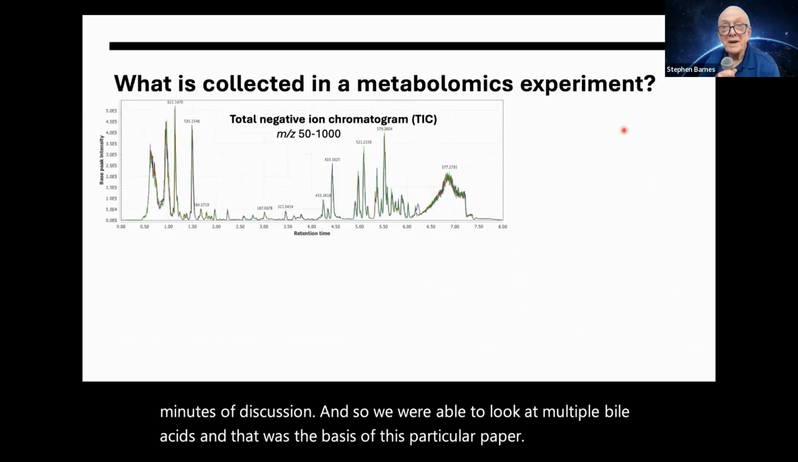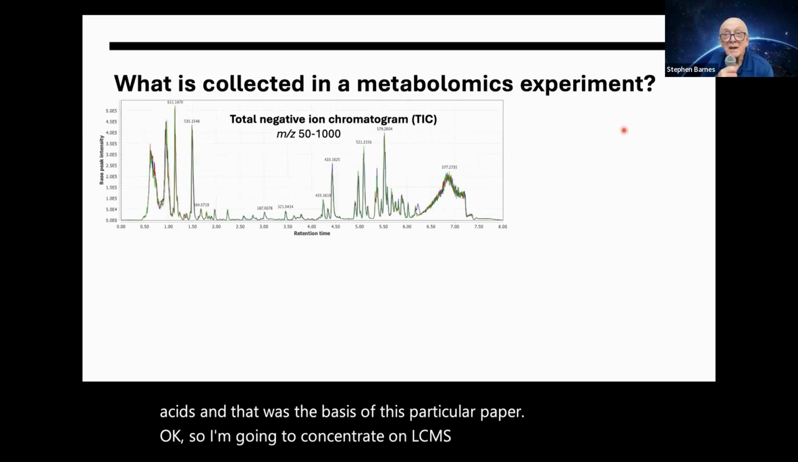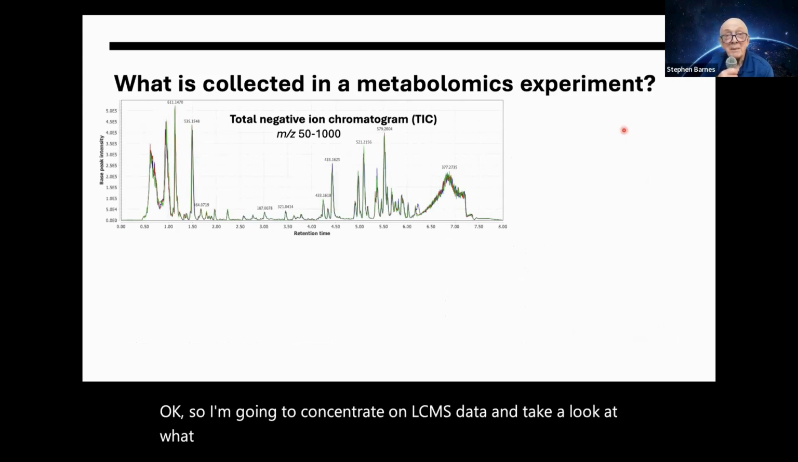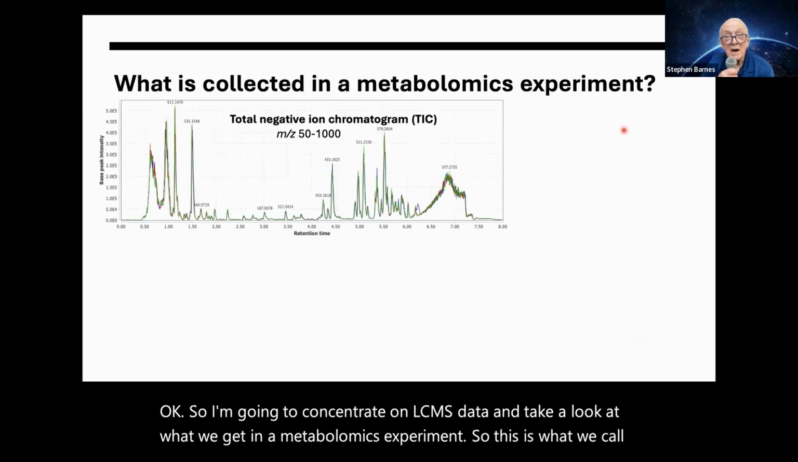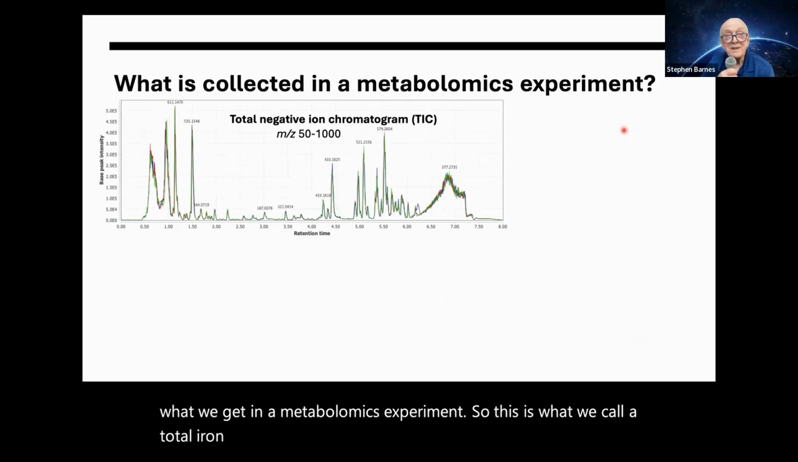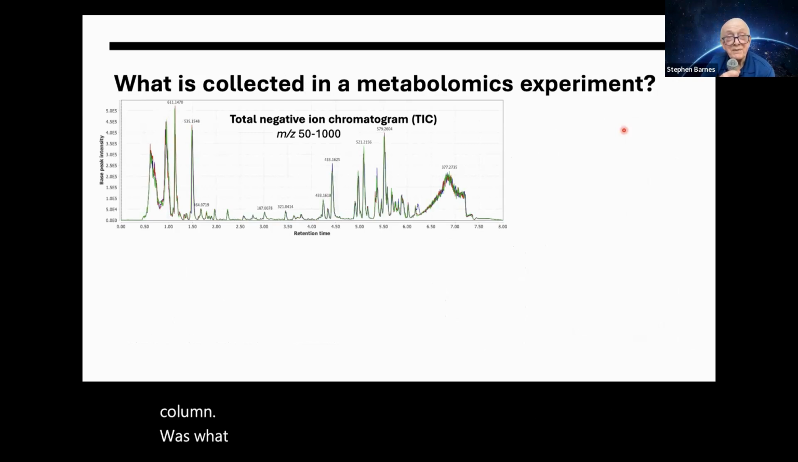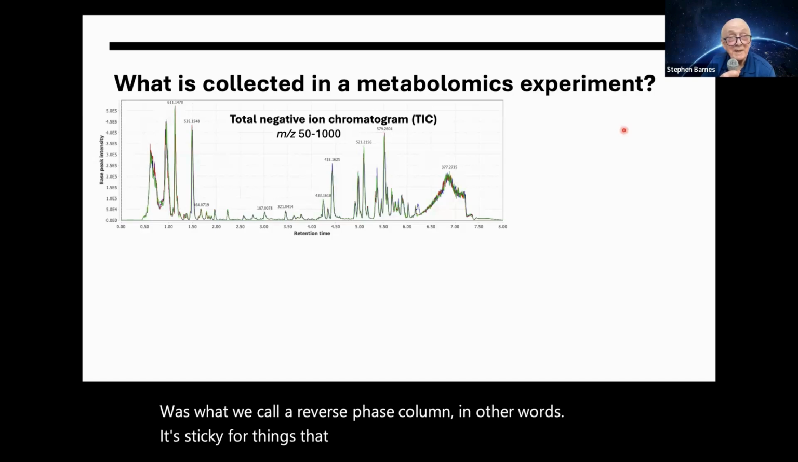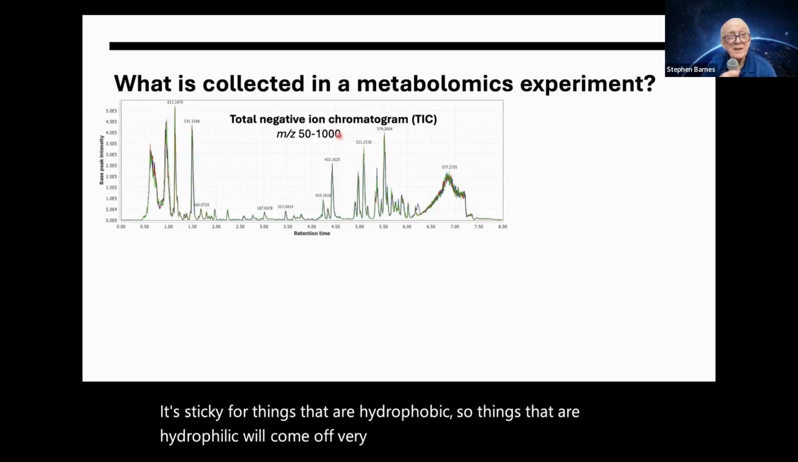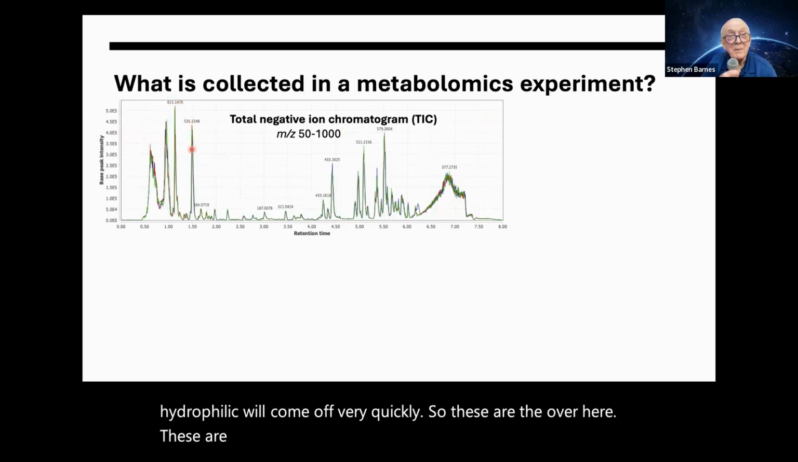Okay, so I'm going to concentrate on LC-MS data and take a look at what we get in a metabolomics experiment. So this is what we call a total ion chromatogram. It's the summation of all the ions, all the metabolites that were being eluted as they came off a column. The column was what we call a reverse phase column. In other words, it's sticky for things that are hydrophobic. So things that are hydrophilic will come off very quickly. So these are over here, these are the hydrophilic compounds.